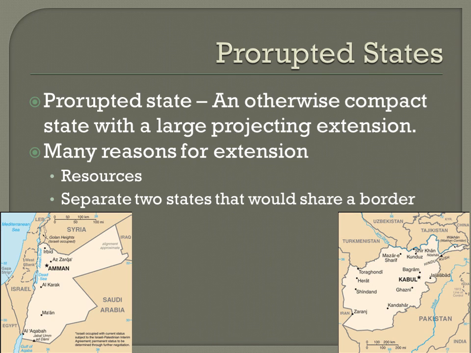On the left-hand side, you have the state of Jordan, which we've mentioned before as a buffer state. And on the right-hand side, you have Afghanistan, and you can see it's a very small proruption, but it separated the former Soviet Union from the British colony of India. You had that extension that was separating them. Great example.